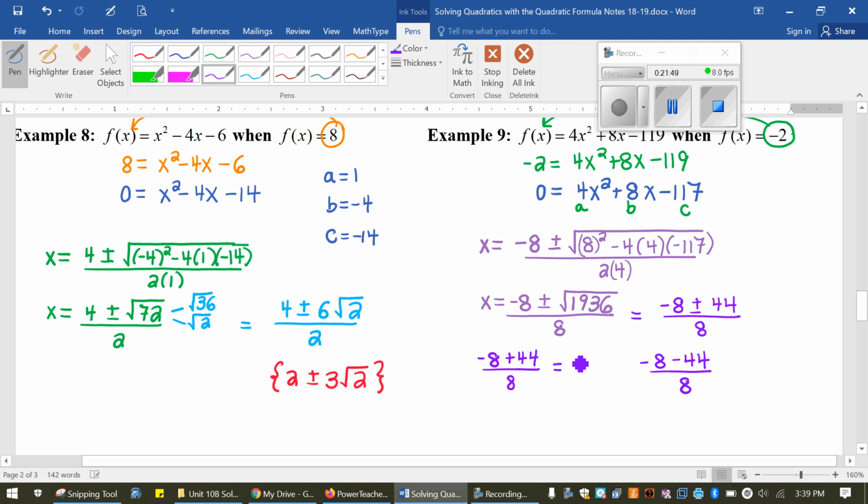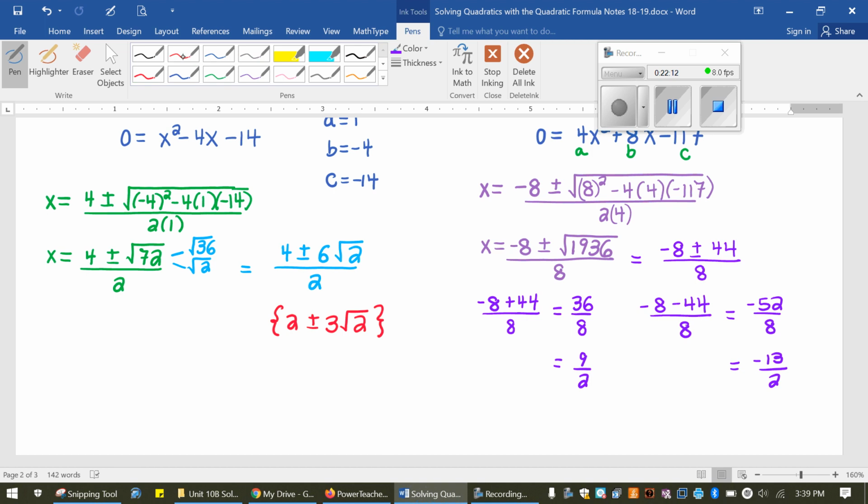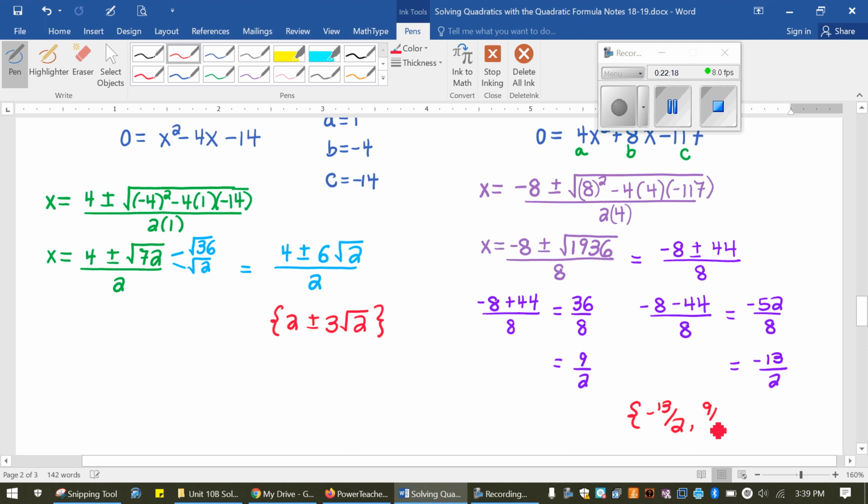And so here we'll have a 36 over an 8, which we can reduce each one of those by 4 to get 9/2. And here we'll have negative 52 over 8. And if we reduce each of those by 4, it'll be negative 13 over 2. So my two answers here are negative 13/2 and 9/2.